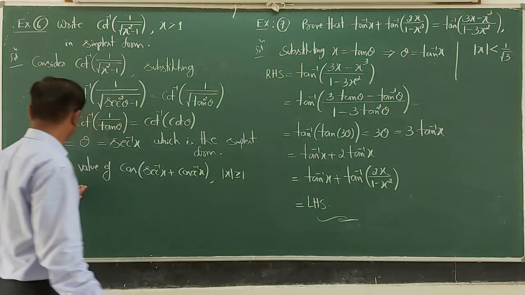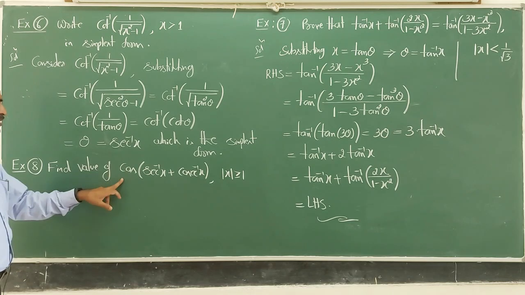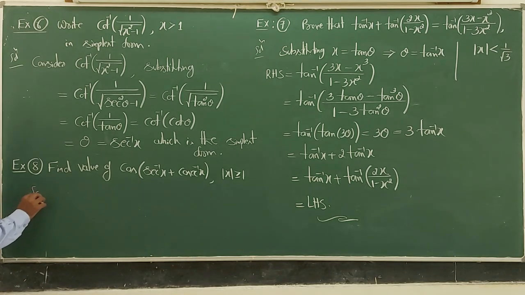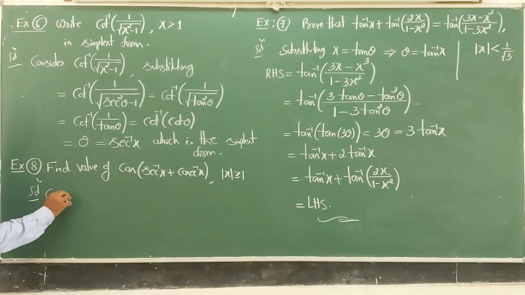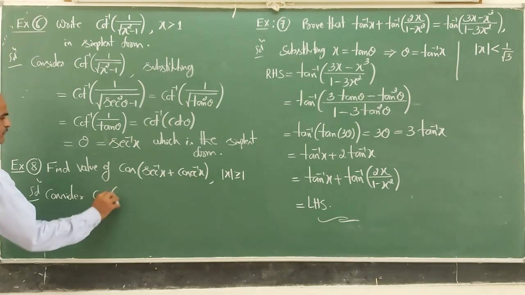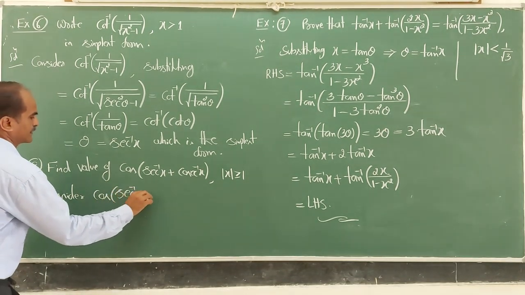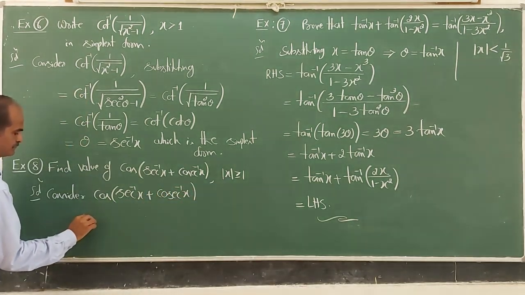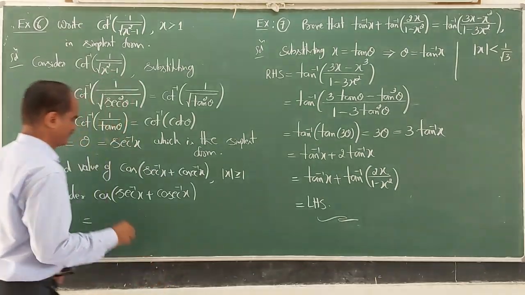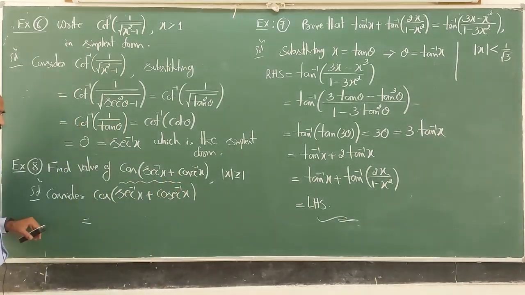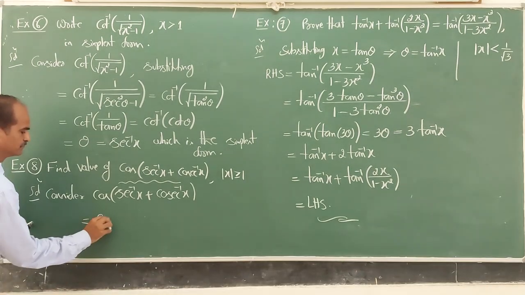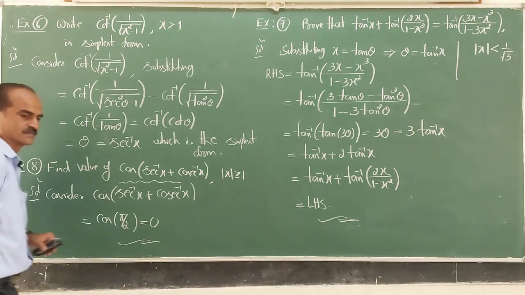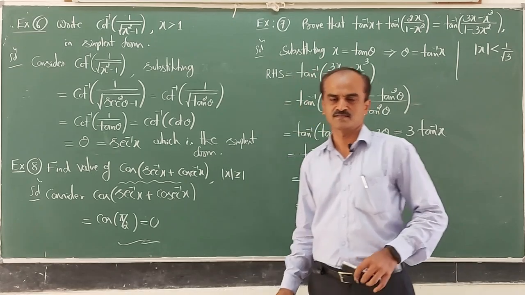Now finally, find the value of cos of secant inverse x plus cosecant inverse x. Consider cos of secant inverse x plus cosecant inverse x. Just now we said what secant inverse x plus cosecant inverse x is? Pi by 2. How much is cos pi by 2? It is 0. Therefore, the value of that expression is 0.